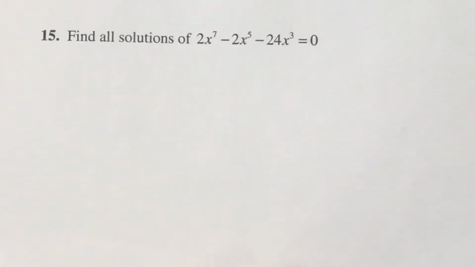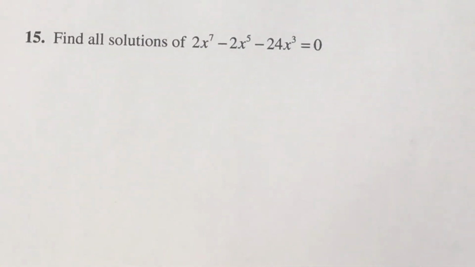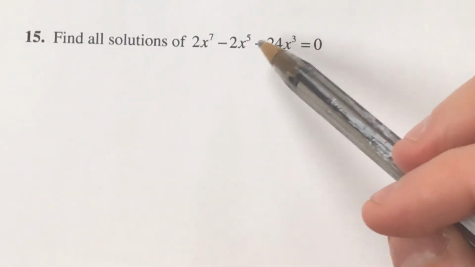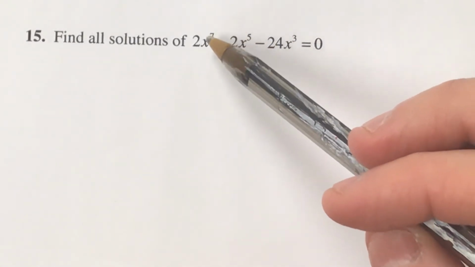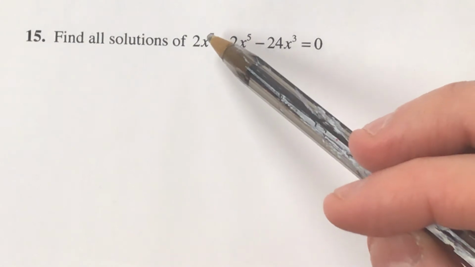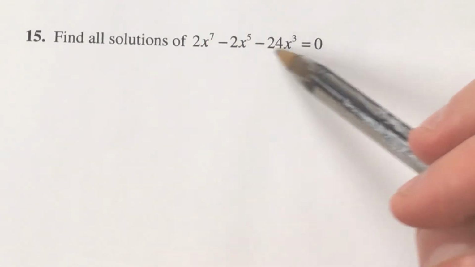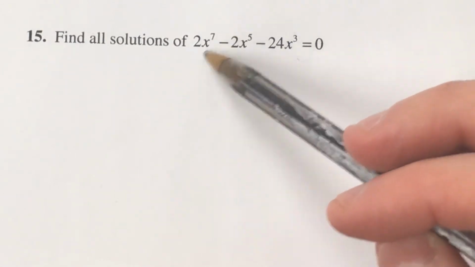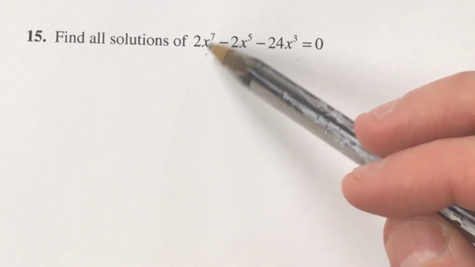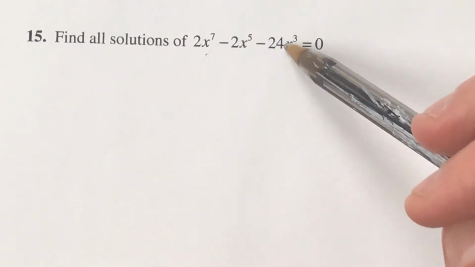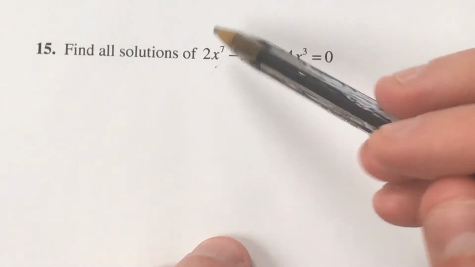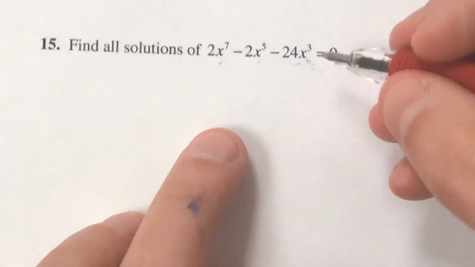So here's 15. Find all solutions of this monstrosity of a thing. First of all, please note that if you ever have an x to the 7, you're going to have to factor. There's no other way. If you ever see an exponent more than 2, then you're going to have to do some type of factoring. This one looks like it has an x in all of them, so there'll be a GCF. So let's see what happens there.